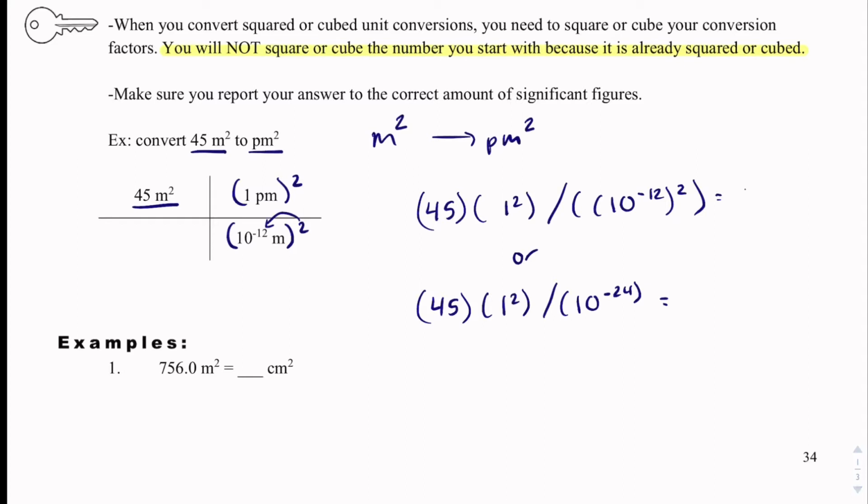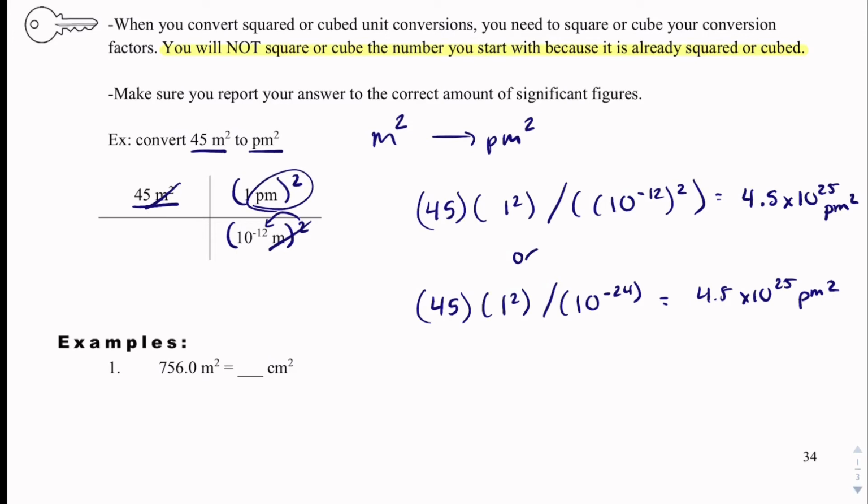And I get 4.5 times 10 to the 25th picometers squared. When I do it with the bottom one, let me just check. I want to make sure I'm good here. And I do. I get 4.5 times 10 to the 25th picometers squared. Okay, meters squared cancels, and I'm left with picometers squared.